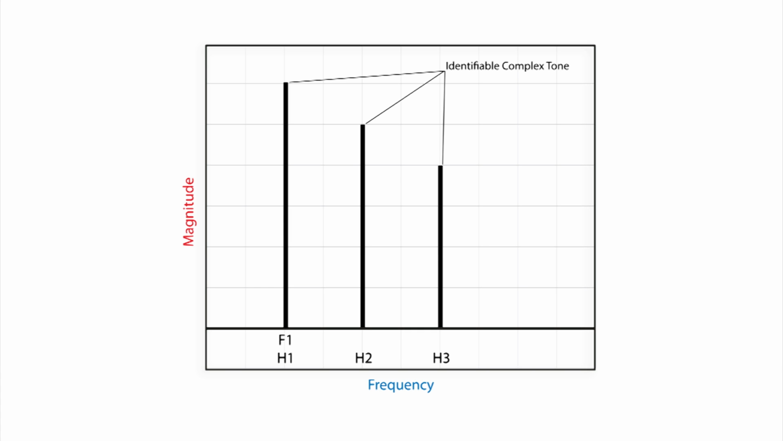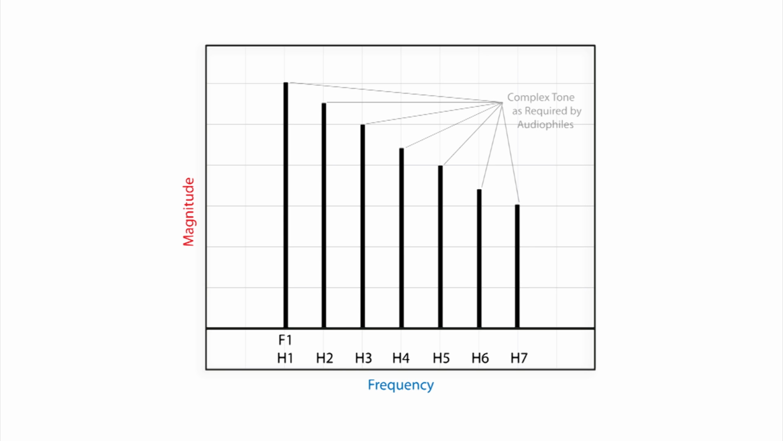But rigorous research at MIT over the past decade or so has shown us that while the human ear only needs 3 harmonics to identify a complex tone, an audiophile actually requires 7 or more harmonics to be satisfied with its density. This is why at MIT we take into consideration the first 7 to 10 harmonics of each musical event in the design of our interfaces.